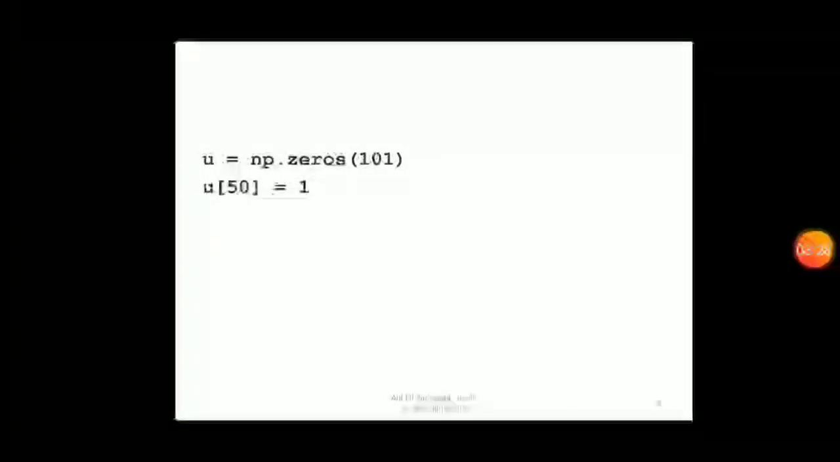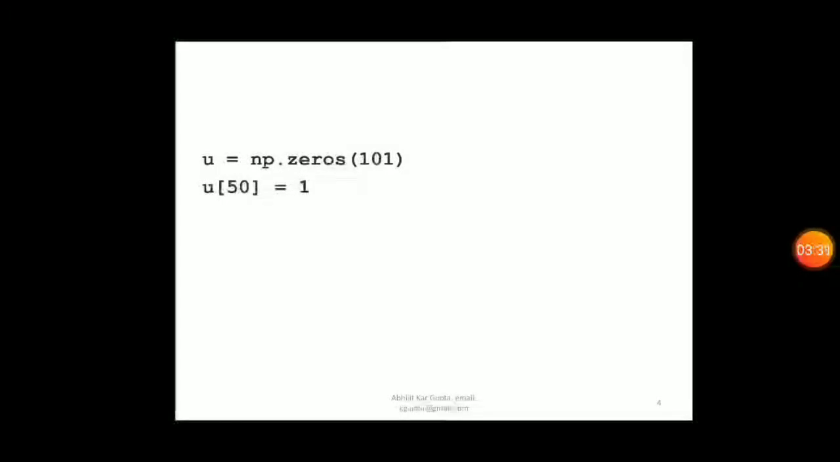Okay, so let us see some special cases. Before that, you have given u equal to np dot zeros 101 and u[50] equal to 1. You combine these two as your initial condition and boundary conditions. You could write it also with a single step, right? Because you see u[50] equal to 1, that means you have given a delta function at the middle, a single value, and all the other values are zeros.